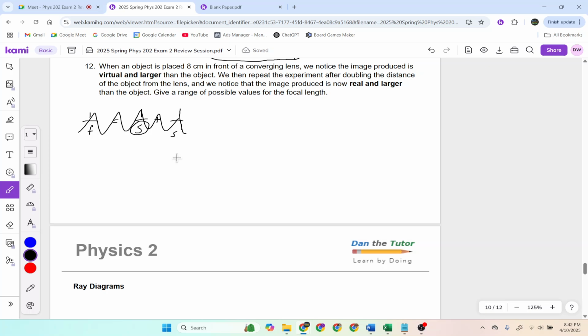So then what should I do? I'll tell you. First, I would start with the fact that this image for the first one is virtual and larger. Since it is virtual and larger, and I say it's a converging lens in the problem, I already know f is greater than 0. If it was diverging, it would be less than 0.